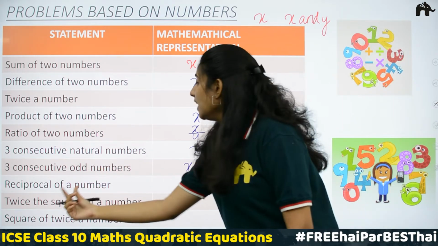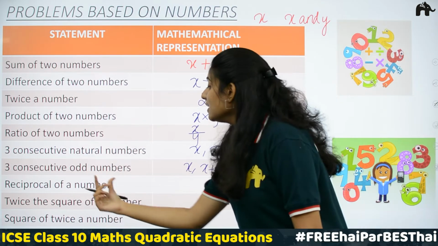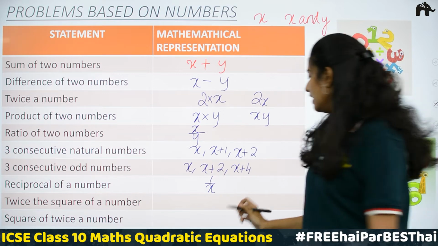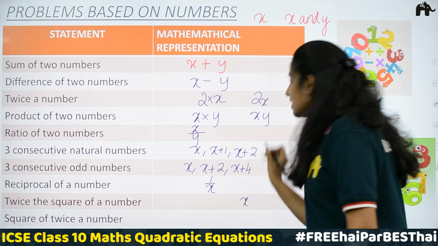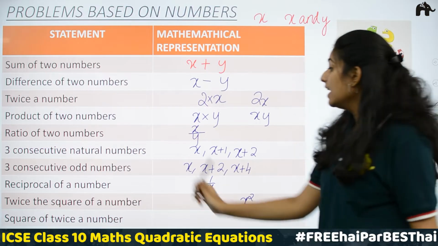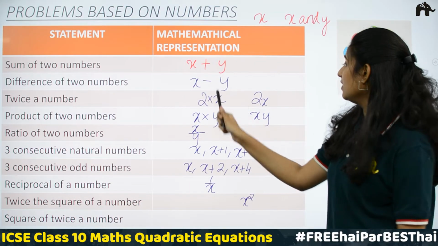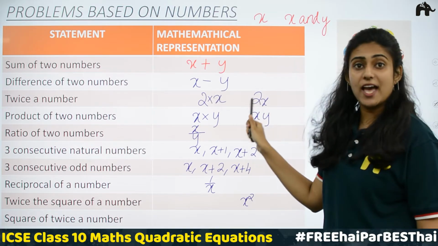Next, twice the square of a number. How can you represent twice the square of a number? If my number is x, square of x is x square. Twice the square of a number. Twice means, here we know twice means we are multiplying with 2.